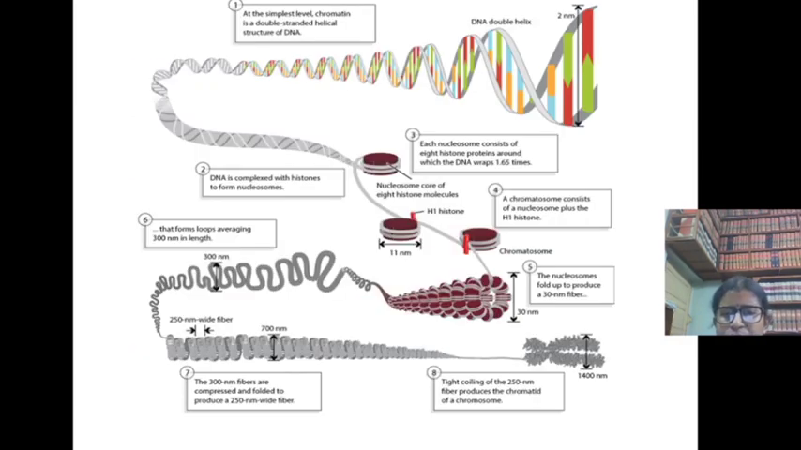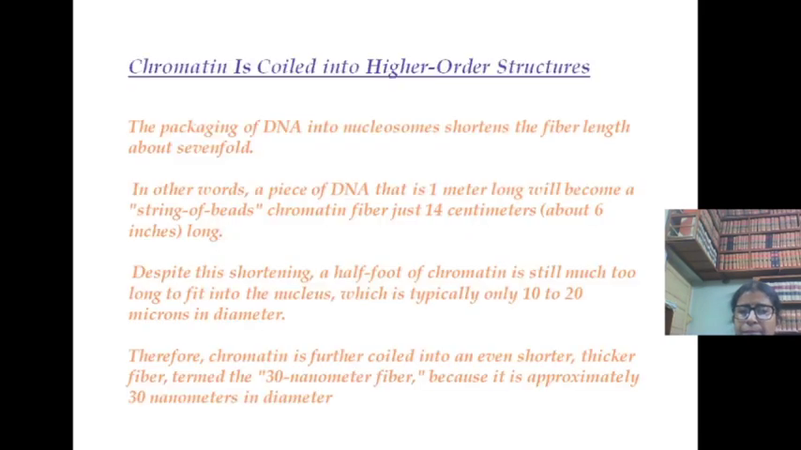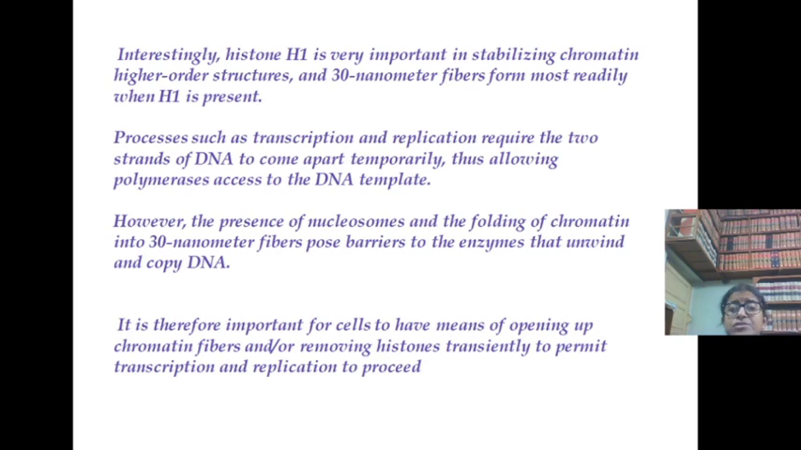The nucleosomes fold to produce a 30 nanometer fiber. So this is how it looks like. Okay. Then we go into the next step. Interestingly, H1 is very important in stabilizing the chromatin higher order structures, and 30 nanometer fibers form most readily when H1 is present. You understand?